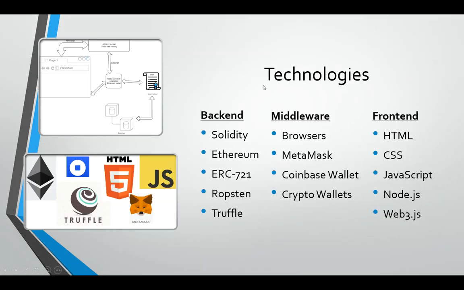So the technologies, what technology did I use? So when developing a smart contract, your back end, where your server and your database and all that is, is your blockchain and your network. So for my back end, I had to write the smart contract in Solidity, hosted on the Ethereum blockchain using an ERC721 standard for non-fungible tokens.